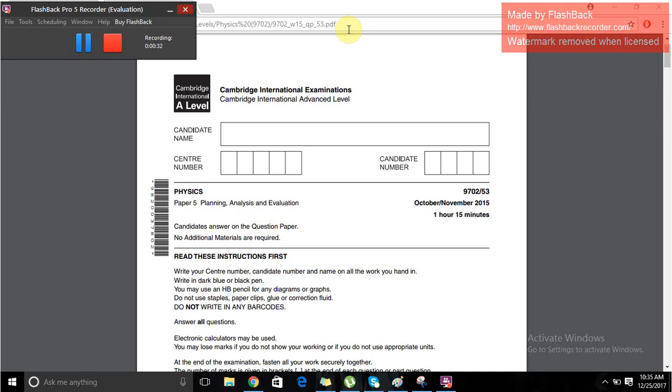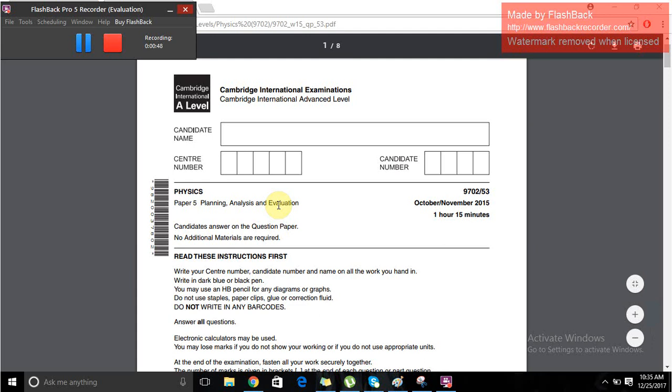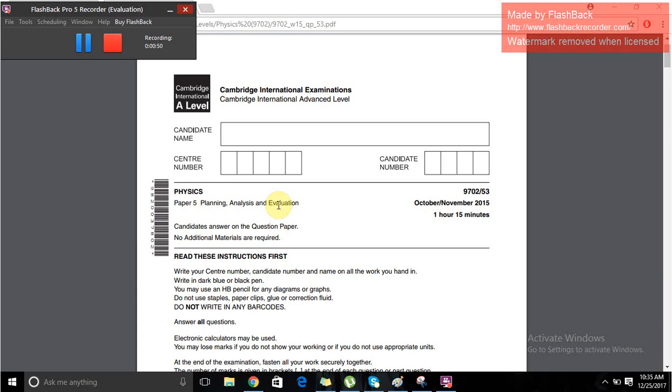tab. And I will again remind you in the beginning that you have a total of 1 hour 15 minutes for this paper. So organization of your time effectively is a key skill required, along with the ability to plan, analyze and evaluate data and draw conclusions. So let's begin.